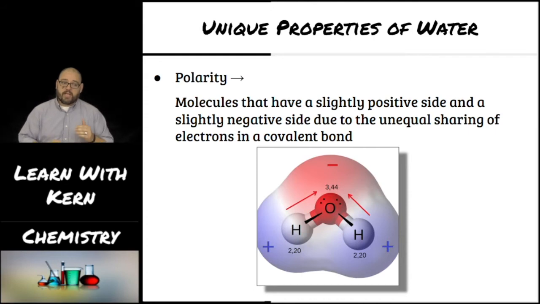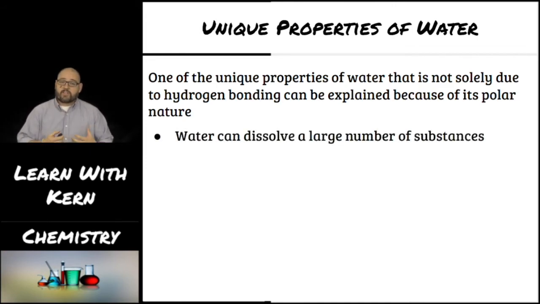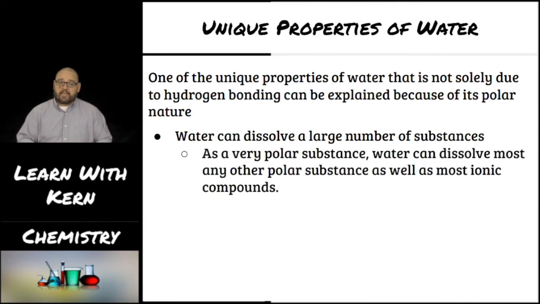Polar molecules are a very big deal in solution chemistry. So the unique properties of water that are not solely because of hydrogen bonding can be explained because of its polar nature. All those things we talked about that were about the hydrogen bonding causing these properties, not all of them are explicitly because of hydrogen bonding, but those other unique properties can be explained because of the polar nature. So water can dissolve a large number of substances. Now, as a very polar substance, water can dissolve most any other polar substance, as well as most ionic compounds. Not all, but a lot.